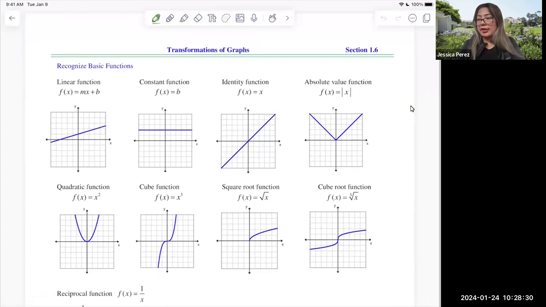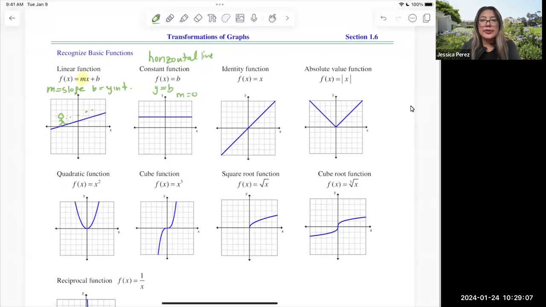So we begin by looking at our linear function, which has a slope of m, where m is your slope and b is your y-intercept, okay? And this means that we have an upward slope. Here it is going positive, so we know that m is a positive number. We have a constant function, y equals b. This is a horizontal line because our slope is 0, m is equal to 0. So we have a horizontal line.